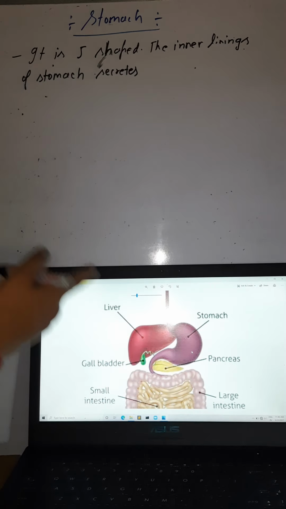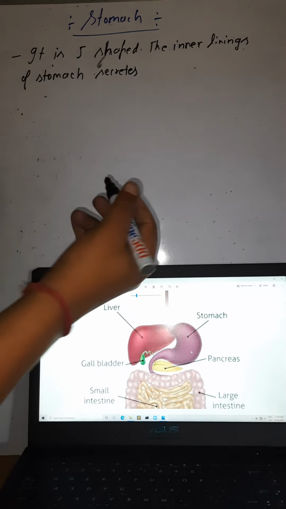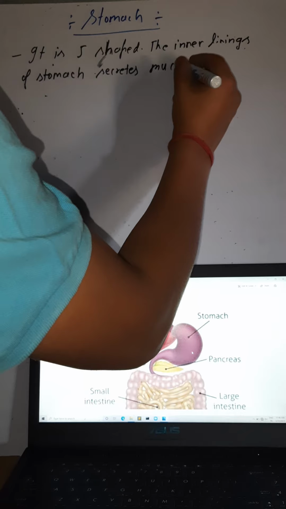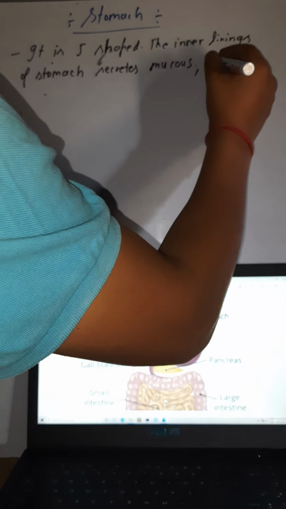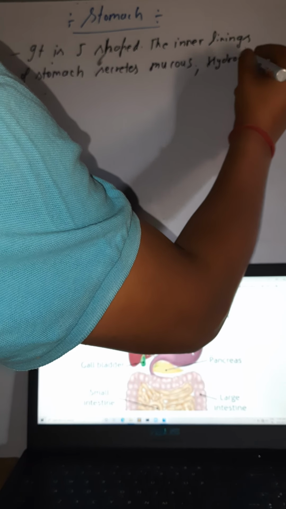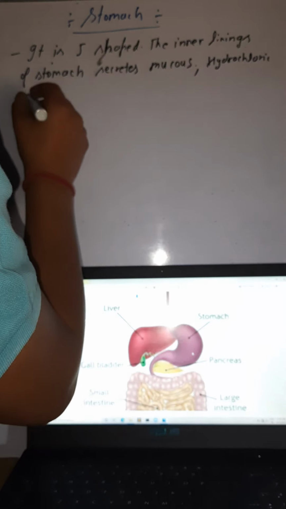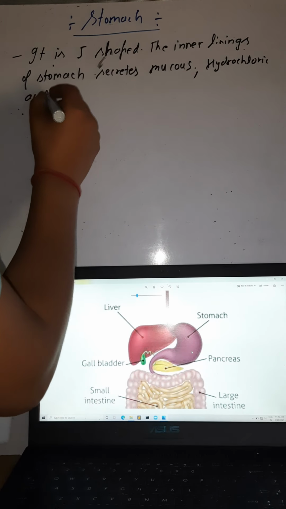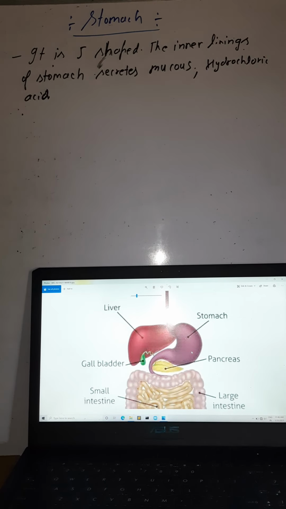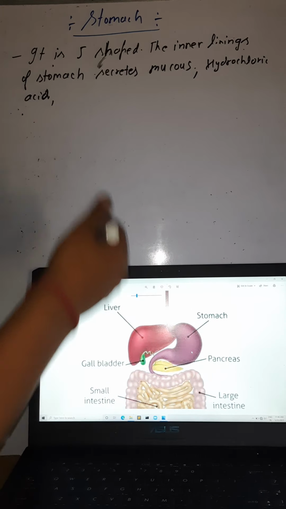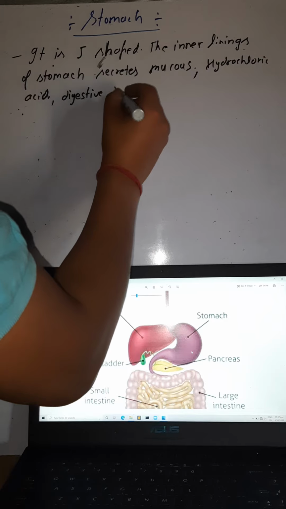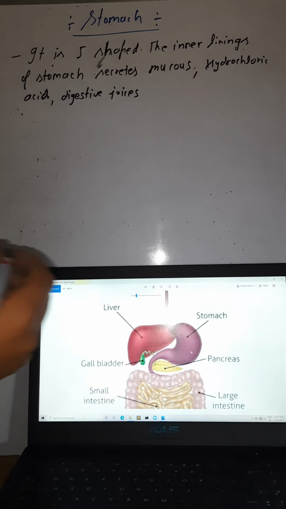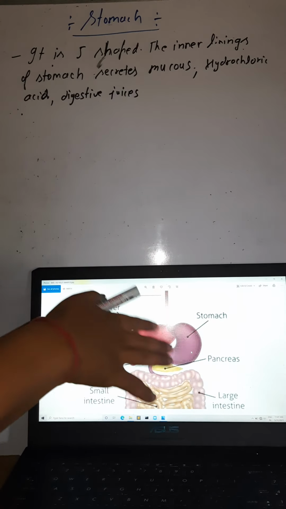secretes. What does it secrete? The inner lining of the stomach secretes mucus. At the same time, it secretes hydrochloric acid, and it secretes some other digestive juices. So these are the things which are secreted by the inner lining of the stomach.